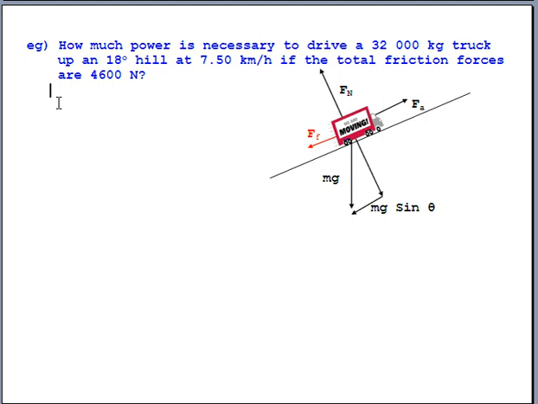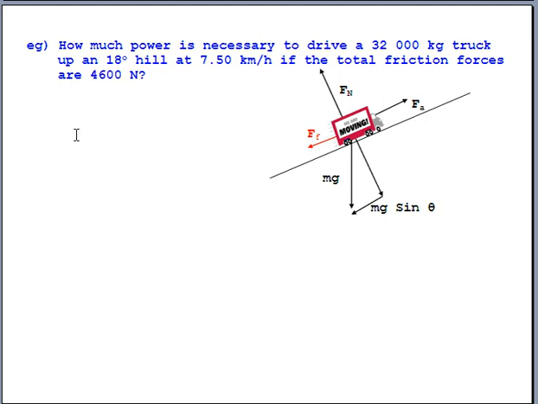So I need a little picture of my truck going up the hill. I've got my mg going straight down, and I'm going to break that up into a crush and a slide. The normal force would just equal the crushing part of gravity. There's definitely an applied force from the motor. It's going to actually be tied, but tied with both friction and the slippery part of gravity, right? We don't want any winners there because we want a nice steady speed. And the friction, I'm just going to offer that to you, 4,600 newtons.